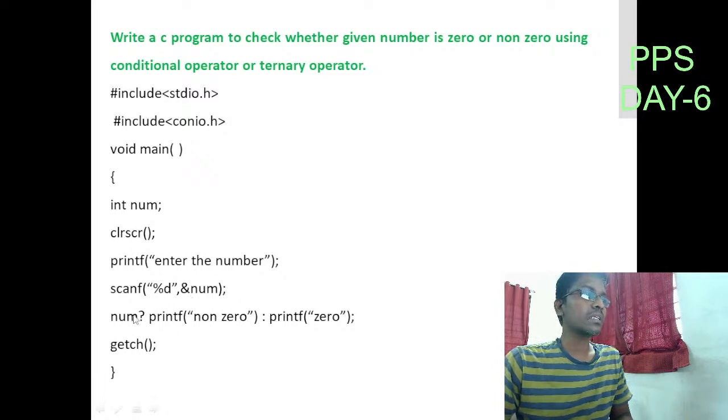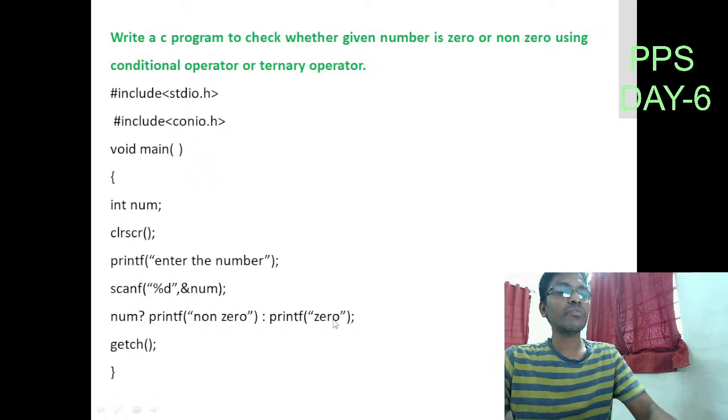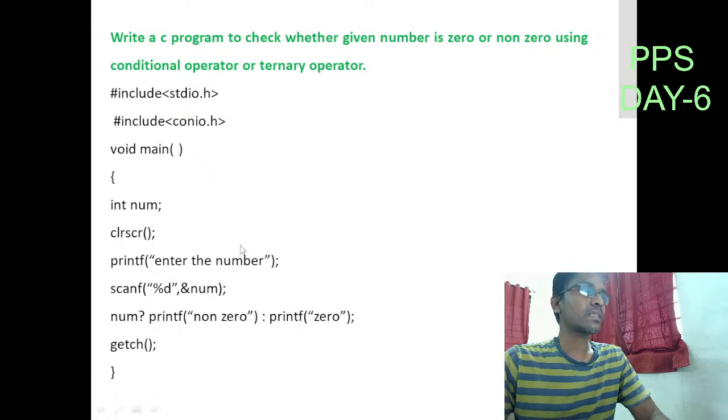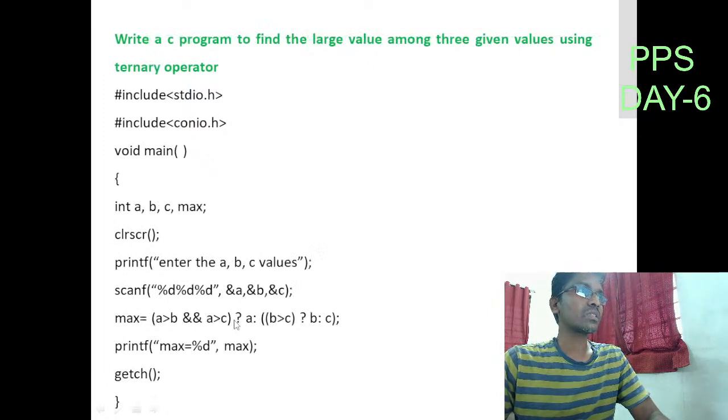Then the condition is true. If it is true, then it will execute printf non-zero. For example, I want to read the number 0. Then the condition is false. If the condition is false, then it will go and execute printf 0. Like that, the conditional operator is going to work.